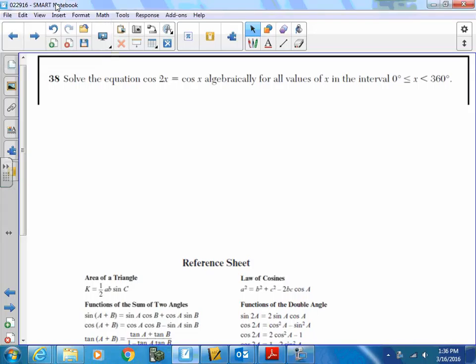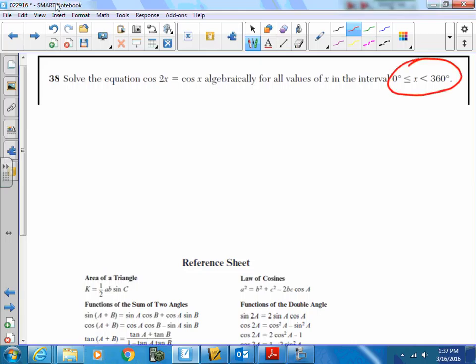All right, we're going to look at number 38 from the 2016 January Algebra 2 exam. Solve the equation cos of 2x equals cos of x algebraically for all values of x in the interval 0 less than or equal to x, and x less than 360 degrees. That's going to be key at the end, and I'll tell you why. We're in degrees and not radians, so once you get to the end, you want an answer in degrees.